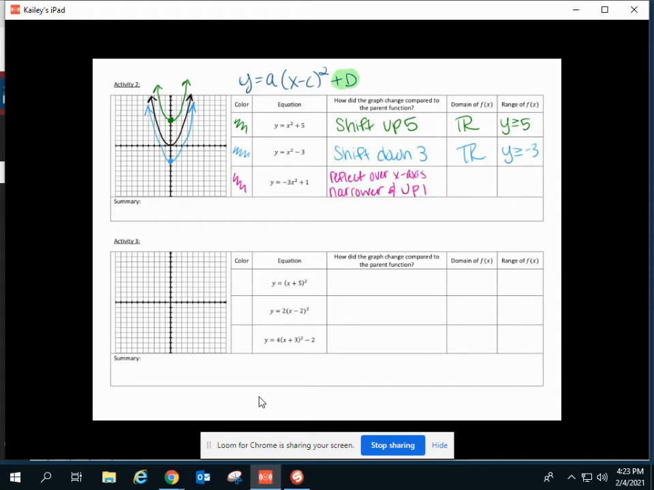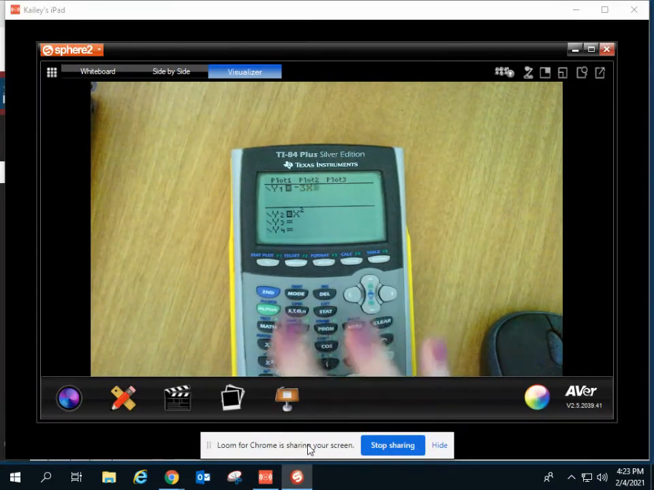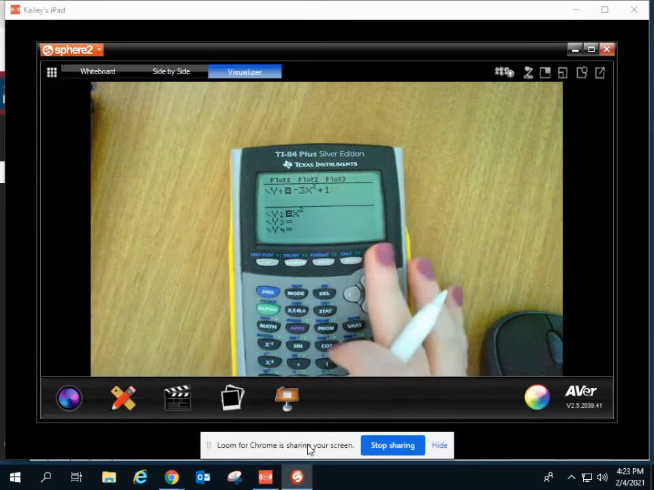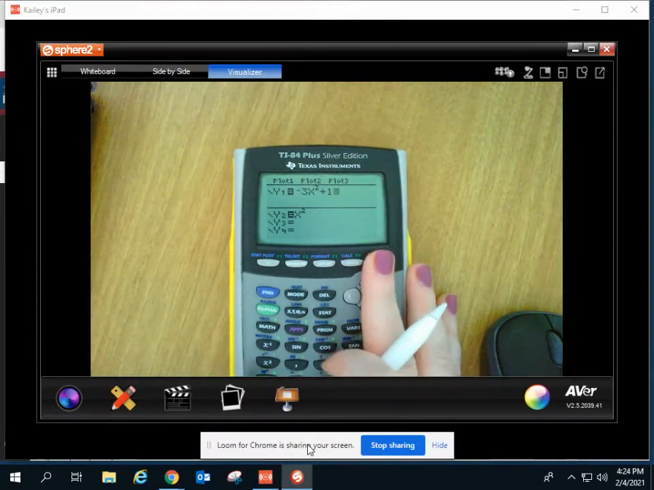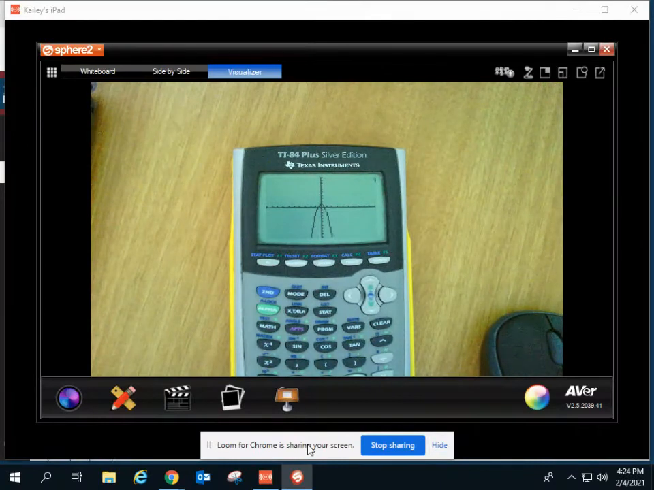Just to verify and to make sure our sketch looks great, let's put that in the calculator real quick. So we've got -3x squared plus 1. So we should see all 3 of those things happen when I hit graph. It's flipped, it's narrower, and it moved up 1.